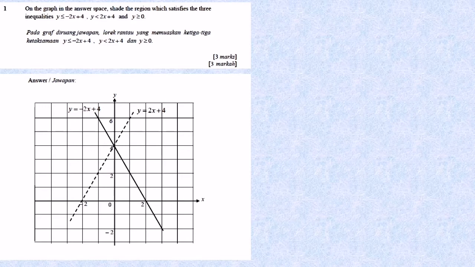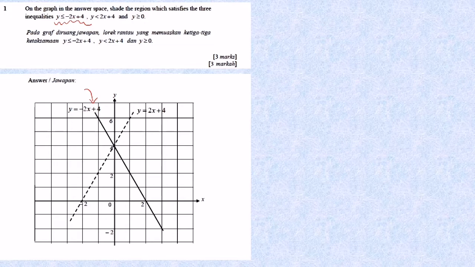Without wasting time, let us look at question number 1. On the graph in the answer space, shade the region which satisfies the three inequalities: y less than or equal to negative 2x plus 4, y less than 2x plus 4, and y greater than or equal to 0. First, we look at y less than or equal to negative 2x plus 4. We refer to this line.